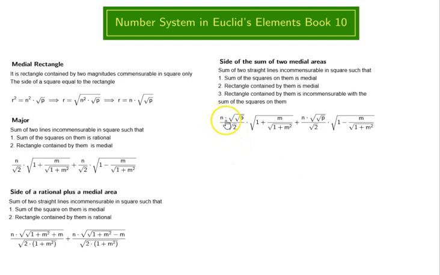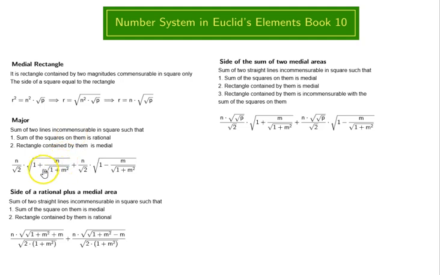So n times square root of p by square root of 2 times square root of 1 plus m divided by square root of 1 plus m square is one number. Another number is n times square root of p by square root of 2 times square root of 1 minus m by square root of 1 plus m square. Now take the square of each, add them up. You will end up with a medial. Multiply these two. Again, you will end up with a medial. And the sum of the squares and the rectangle contained by them would be incommensurable.